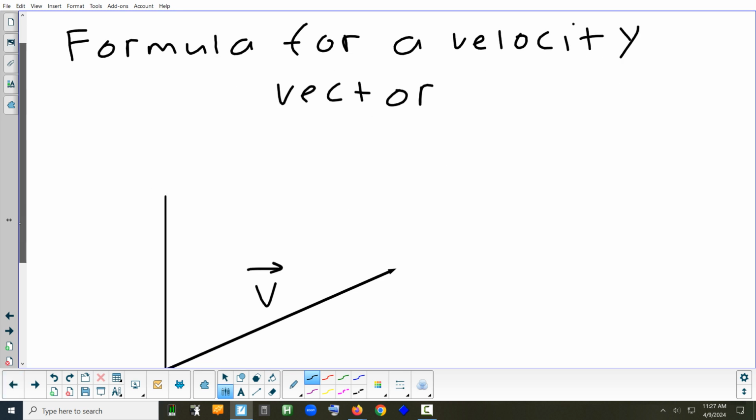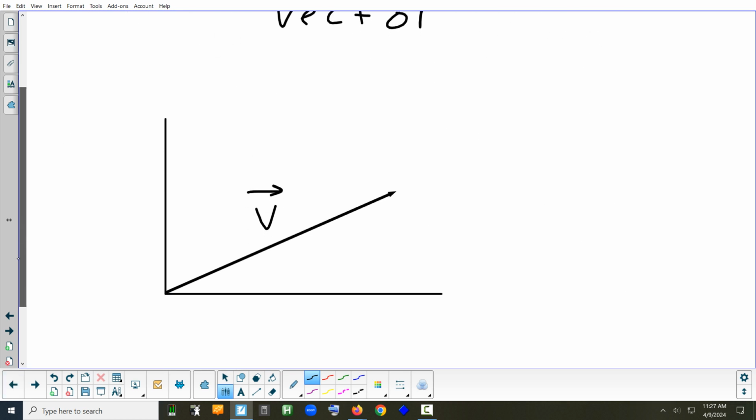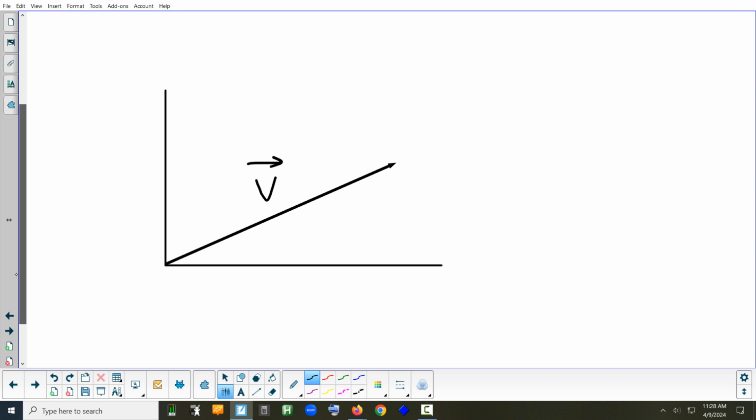Let me show you how we do it. Let's just generically represent the angle. I don't want to use 30, so let's use theta. So there's your angle. And this vector here, I'm calling it V. You can make it a bold V, you can make it a V with an arrow, however you want to do it. This is what I'm trying to find the formula for. This arrow.